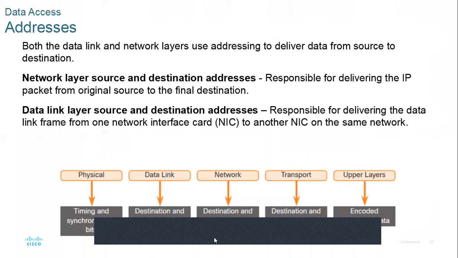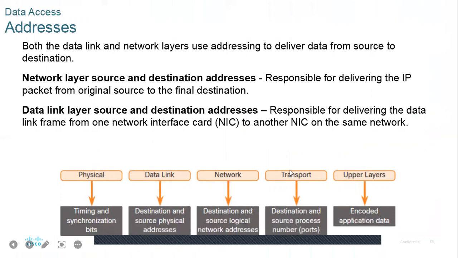Yes. So data access. Both the data link and the network layers use addressing to deliver data from source to destination, right? So whether it's the physical, the data, the network, the transport, here we're saying, how do we address? For physical, timing and synchronization bits. For data link, destination and source physical address.